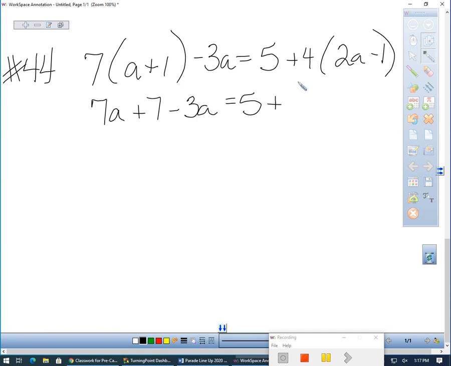Again, we have to distribute to get rid of the parenthesis. 4 times 2a is 8a. And 4 times negative 1 is negative 4. Now we combine like terms on either side. On this side over here, we can put together our 7a and our negative 3a. We get a total of 4a plus 7 equals, on this side, we can put together our 5 and negative 4. So we have 8a plus 1.